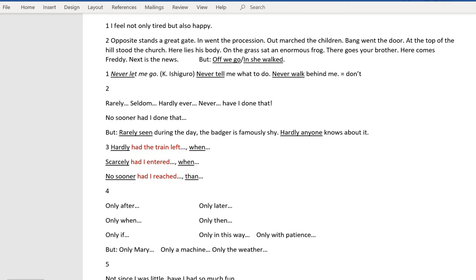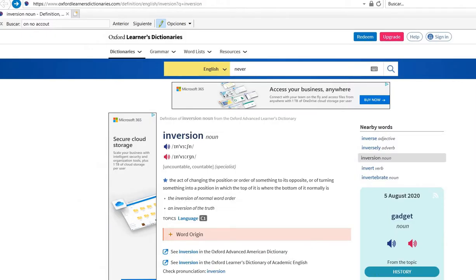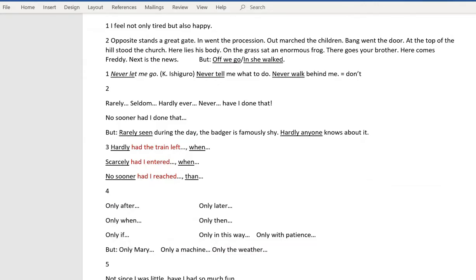Hello, today we're working with Unit 13, inversion. We'll start here with this Word document and then we'll go to our dictionary, as we usually do. So inversion is something that seems very natural for native speakers. They do this virtually without noticing.